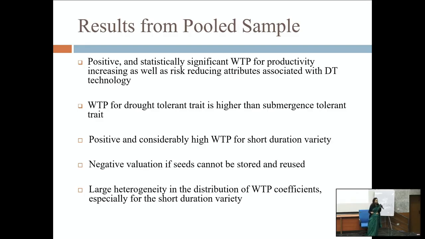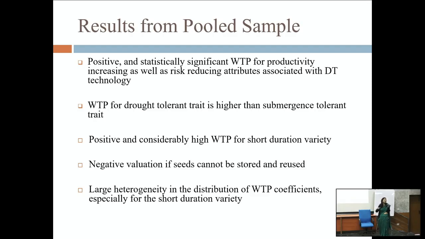We did find positive and statistically significant willingness to pay for productivity increasing attributes. That's very obvious. If you tell a farmer that your productivity will increase, they'll be willing to pay more for that. But there was also willingness to pay for risk reducing attributes. So drought tolerant and flood tolerant, that's a risk reducing attribute. In normal years, I don't care whether my seed can tolerate drought or not. If there's no drought, it doesn't have any additional benefit. But I might buy it because I want my risk to be reduced.